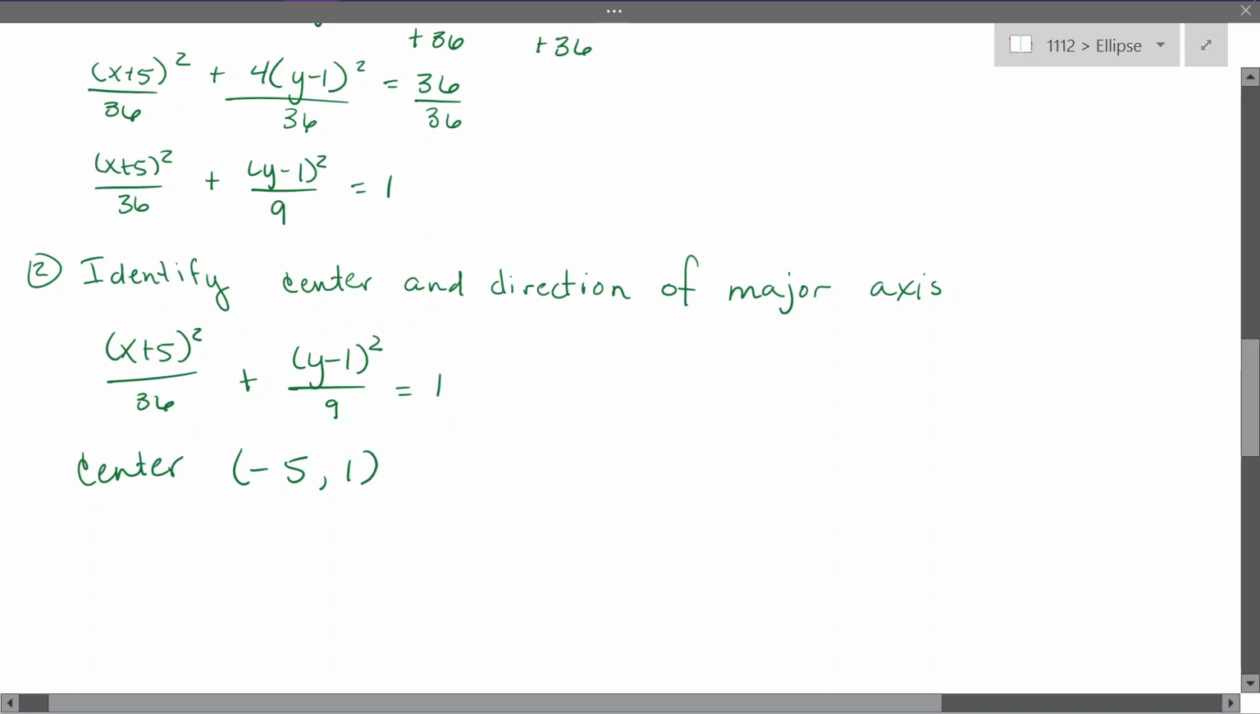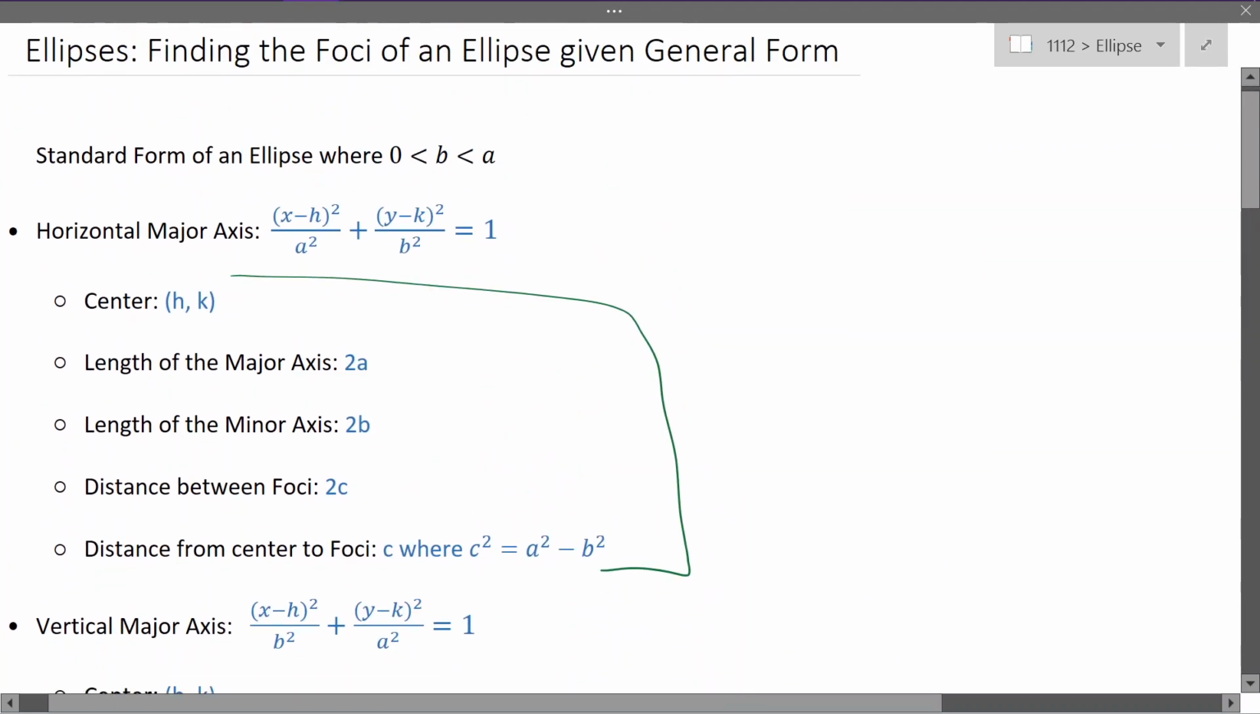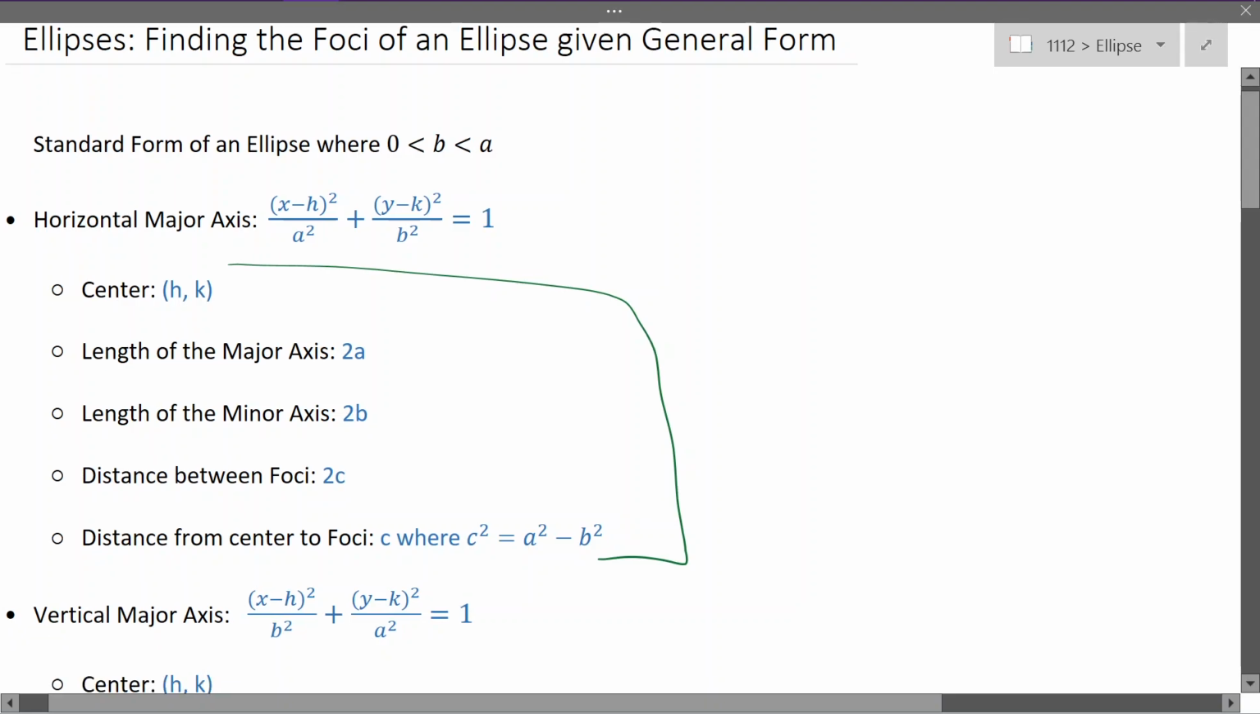We also know that 0 < b < a. So that tells me that this is going to be a^2 and this is going to be b^2. So that tells me that I have a horizontal major axis. We can tell this by looking at our standard forms. The horizontal major axis had a^2 with the (x - h)^2, and the b^2 with the (y - k)^2.